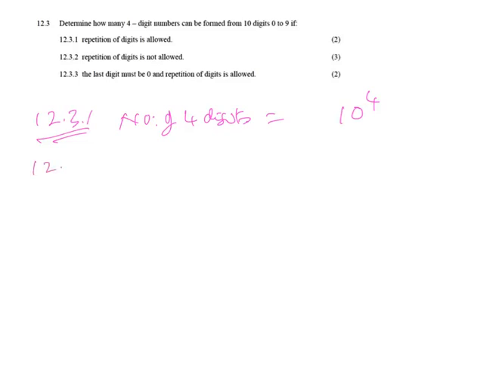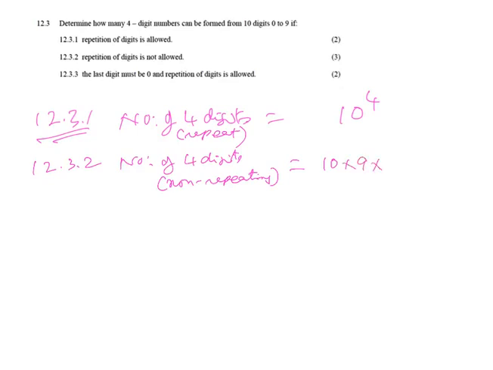Next, if the digits are not repeating. This was for repeating, and this is for 4 digits non-repeating. So it is 10 times 9 and so on. There will be restrictions in the subsequent selection of digits. The first digit has 10 choices, and for the second digit there is a restriction because of non-repeating. I can use my calculator to evaluate this value. It gives me 5040.